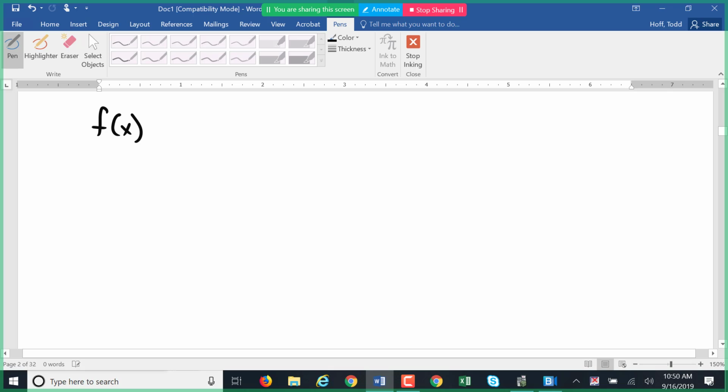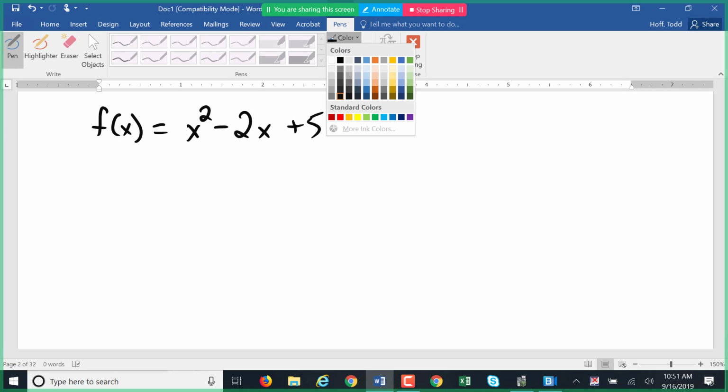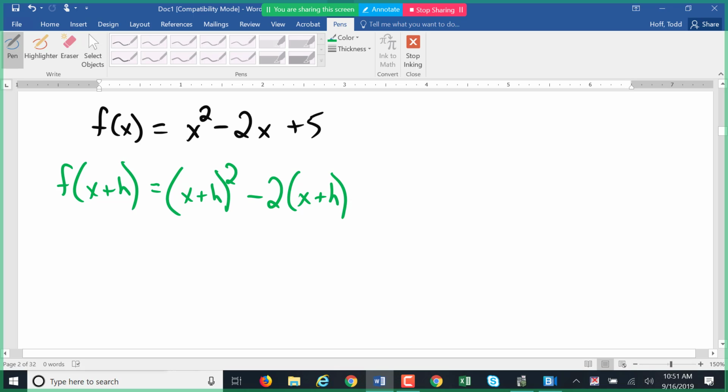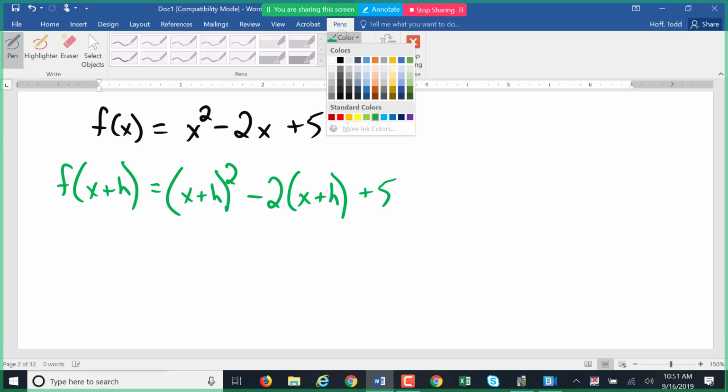So let's look at f of x equals x squared minus 2x plus 5. To find its difference quotient, we're going to first have to find f of x plus h. So that'll be x plus h squared minus 2 times x plus h plus 5.